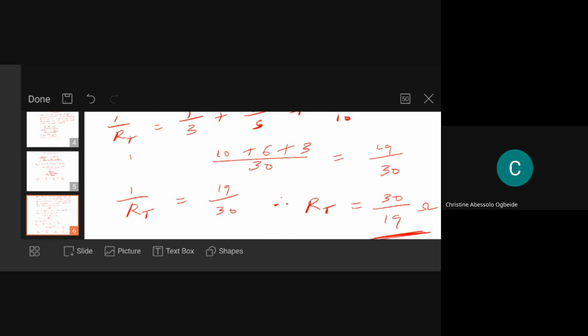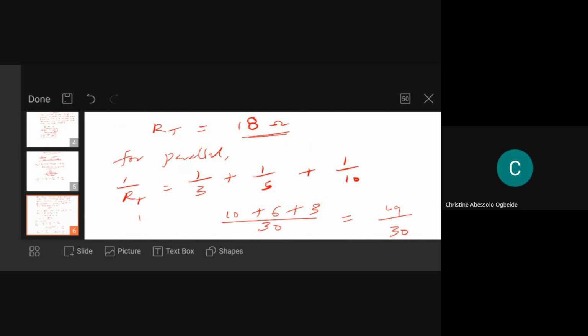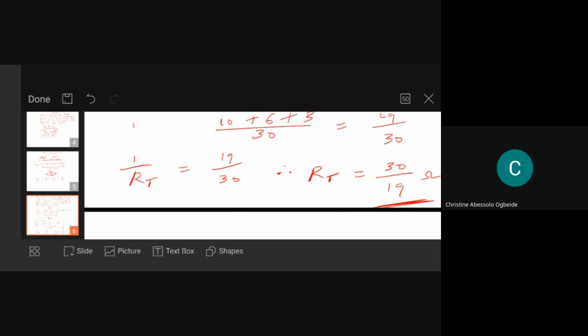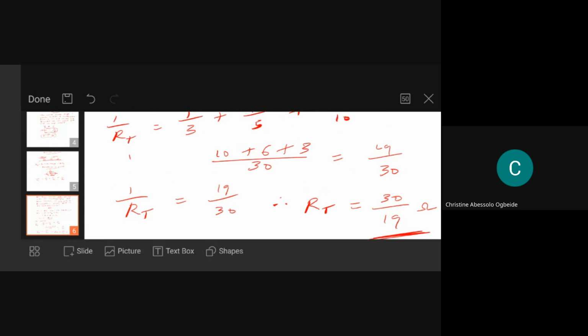So you see, the same value of resistors, when they were connected in series, I got 18 ohms, but when we connected the same resistors in parallel, I'm getting something even less than 3 ohms. You see that? Less than 3 ohms. And that's what we have here. I think this is even less than 2 ohms because 30 divided by 15 will give us 2, and I'm getting divided by 19. So this is about 1 point something ohms. And that is how to do it for this kind of question.